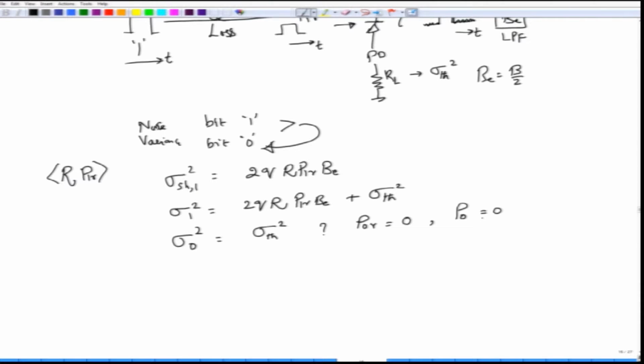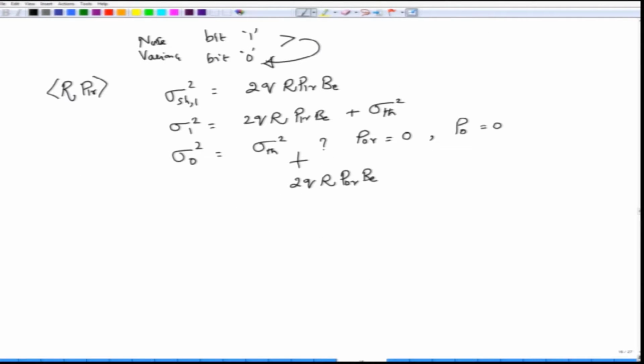In case your laser is not able to make P0 equal to 0, in addition to this there will be a short noise component that corresponds to how much power you have received when you have actually transmitted bit 0, flowing in the same resistor and having the same bandwidth. Okay. However, in practice this term is very small. So, this is actually very close to 0. If not, you can always include this particular thing as an extra noise.